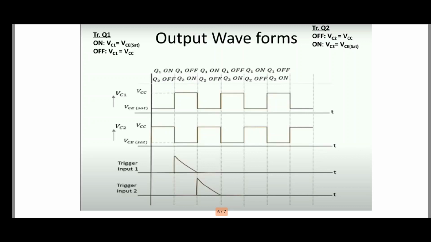So when we apply the reset pulse, here you can see the signal, this is a reset pulse. When we apply this reset pulse, you can clearly see VC1 change from VCE sat to VCC, and VC2 change from VCC to VCE sat. And in the fourth graph, when we apply trigger input 2, VC2 changes from VCE saturation to VCC. So this is logic 1, 0, 1, 0, 1, 0, and it moves on. So this is the output waveform of the bistable multivibrator.